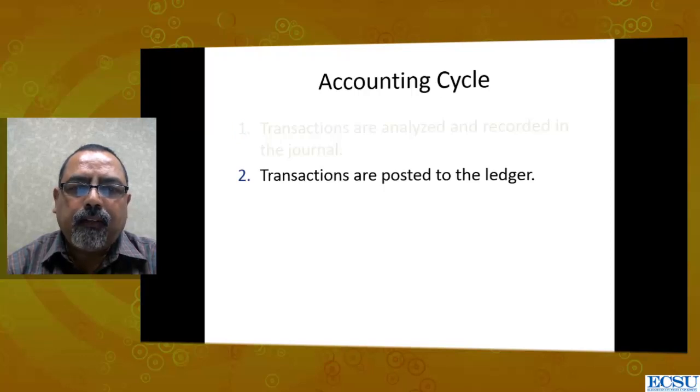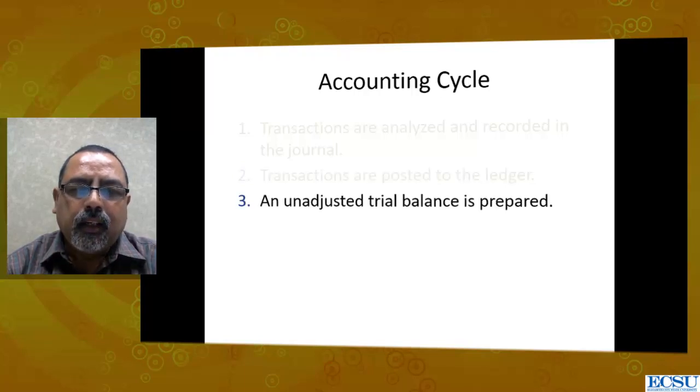And once we have analyzed and recorded those transactions in the journal, we'll be posting them into the ledger. So ledgers are individual accounts. They track the changes in those individual accounts, increases or decreases, and ultimately the balance. And then once we have done the posting to the ledger, we'll be preparing the unadjusted trial balance.